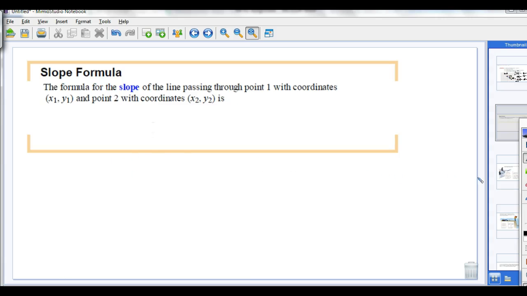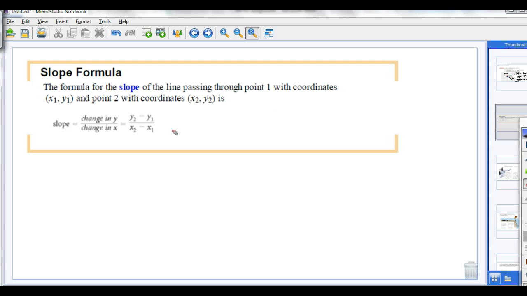Let's quickly go to the formula for slope. The formula for the slope of the line passing through point 1 with coordinates x1, y1, and point 2 with coordinates x2, y2. The x and y tell you which is the x value and which is the y value. The subscript 1 just shows it's point number 1, and the subscript 2 is for point number 2. So that formula is the change in y over change in x, which is y2 minus y1 over x2 minus x1.